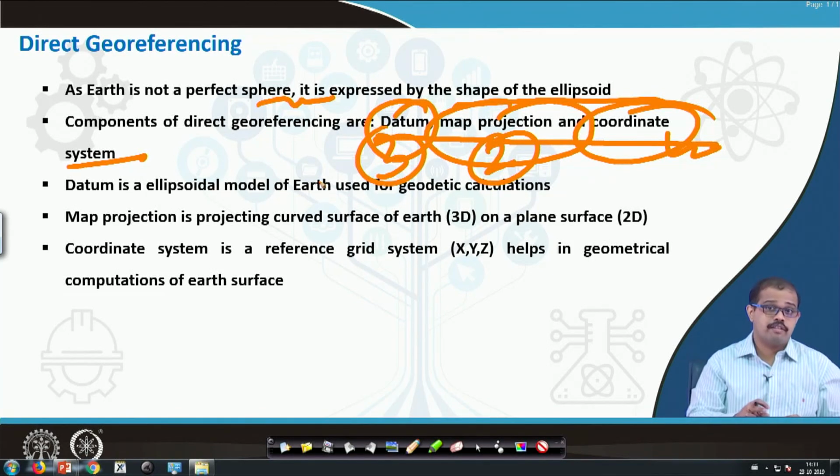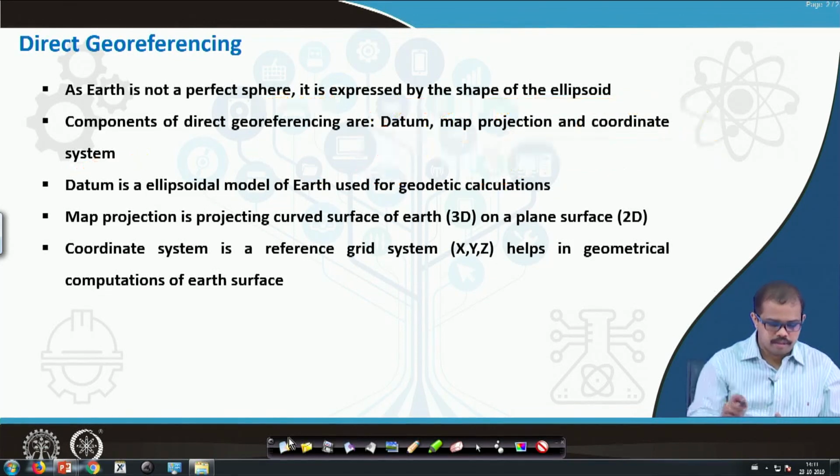But the first thing you have to look at is where it is. If it is not in a proper coordinate system or a projection that you basically need, then please project it into that particular system, and then use that map for any kind of analysis. Okay, so this is about direct georeferencing.